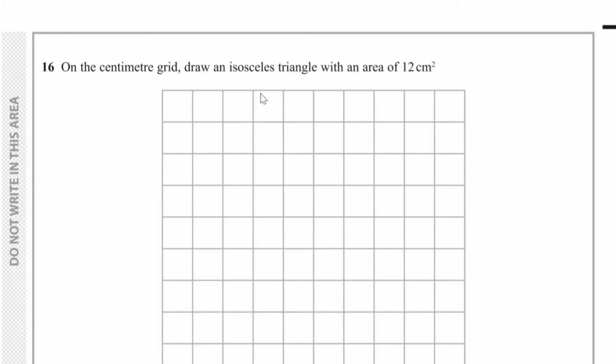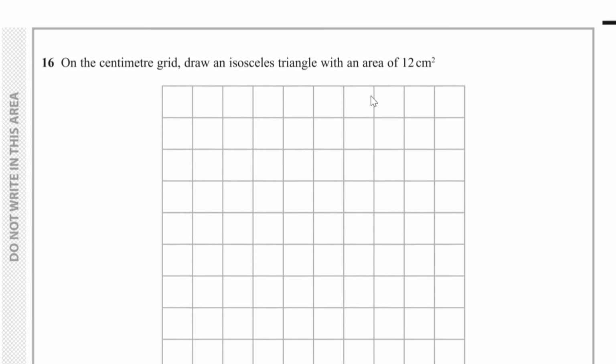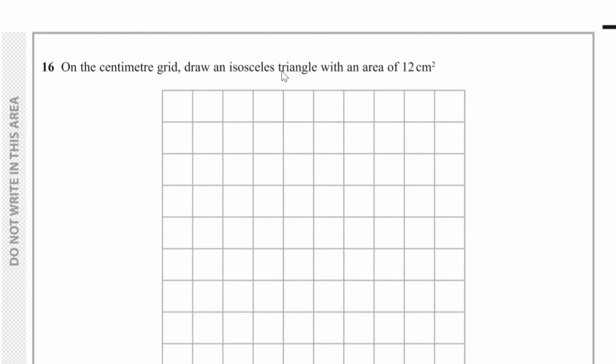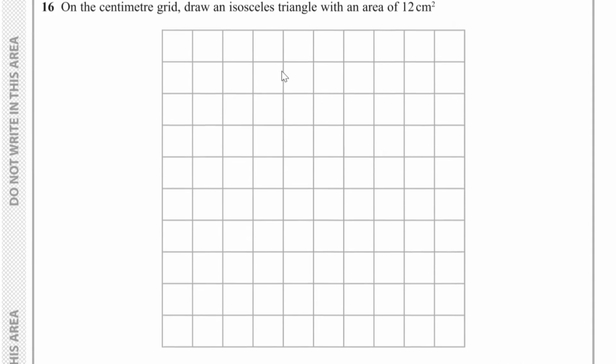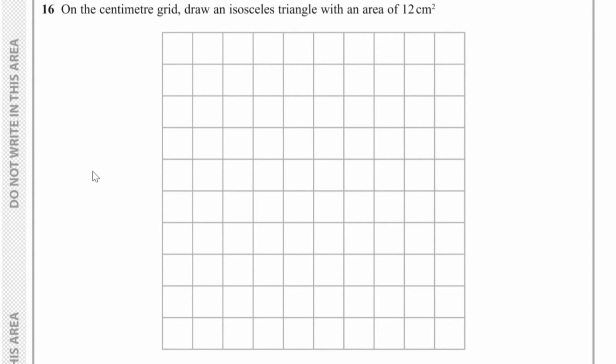Question number 16. On the centimetre grid, we have to draw an isosceles triangle with an area of 12 centimetres squared. Well, it's an isosceles triangle, and what we want is to find out the height and also the base of the triangle. Now, to work out the area, we do base multiplied by height divided by 2, and this should equal 12 centimeters squared.